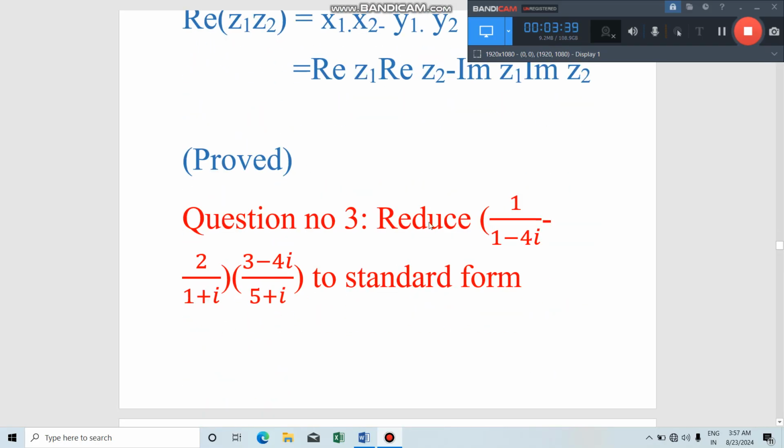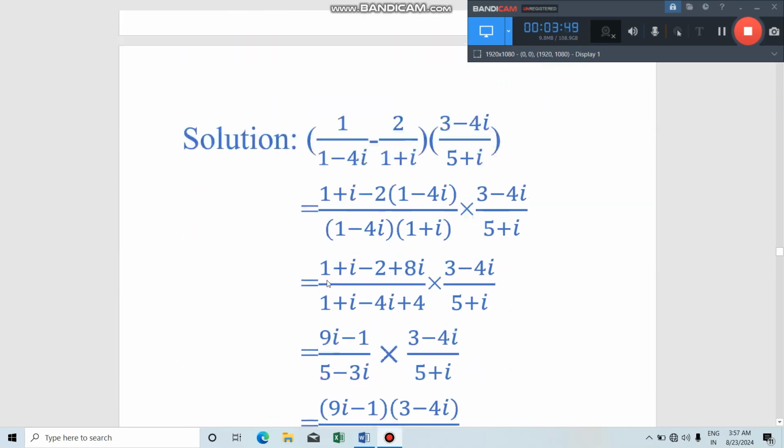Now next question, question number 3. Reduce (1 by 1 minus 4i minus 2 by 1 plus I) into (3 minus 4i by 5 plus I) to standard form. So this is the solution. First of all, we have to take the LCM. (1 minus 4i) into (1 plus I). So it will become 1 plus I minus 2 into (1 minus 4i), into (3 minus 4i by 5 plus I).